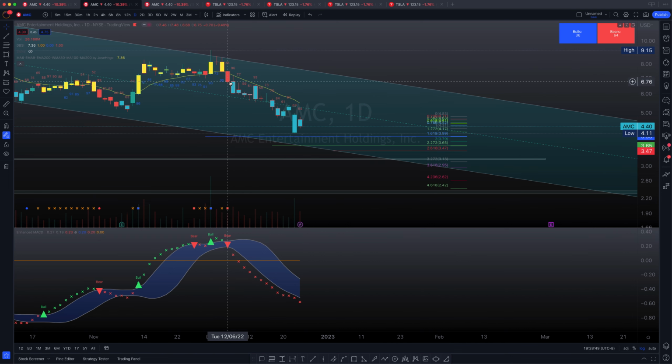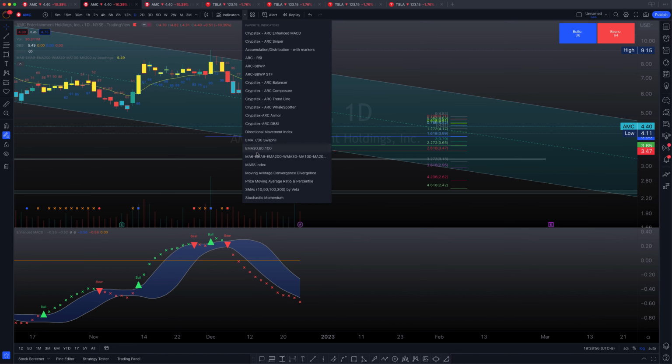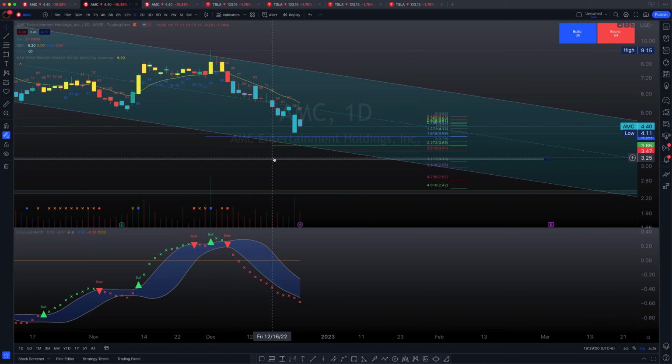Now it has nothing to do with the fact that they're both Crypstex ARC-Series indicators that they print at the same time, because they do differ at times. Okay, for example, we can load up an ARC Armor, and you'll see that the Armor's sell signal may not even be there, or it could be at a different time. So let's take a look right here.